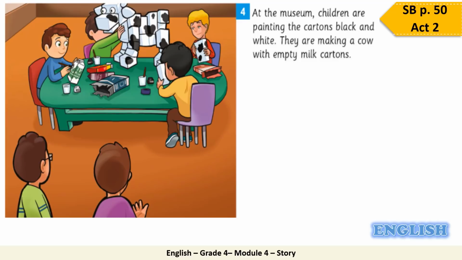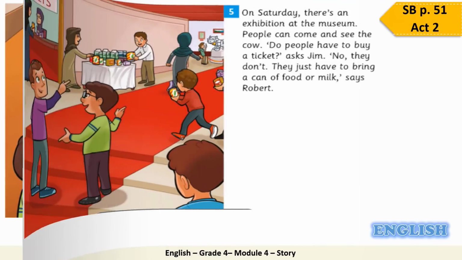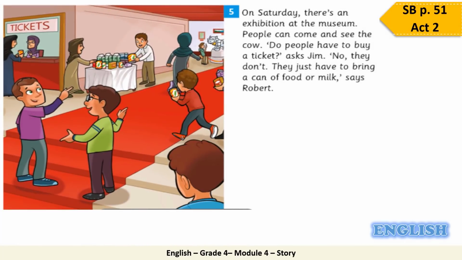At the museum, children are painting the cartons black and white. They are making a cow with empty milk cartons. On Saturday, there's an exhibition at the museum. People can come and see the cow. "Do people have to buy a ticket?" asks Jim. "No, they don't. They just have to bring a can of food or milk," says Robert.